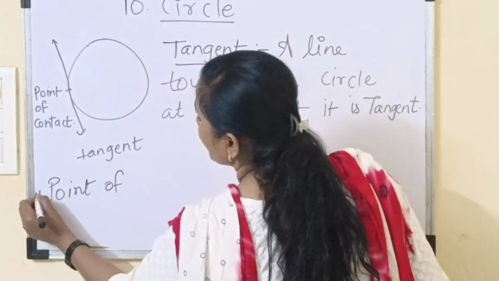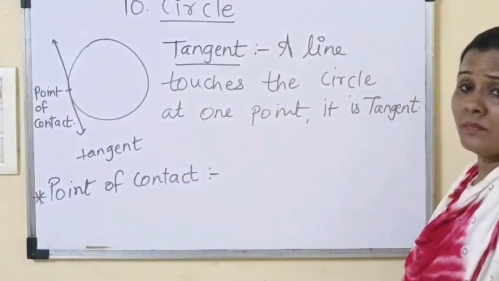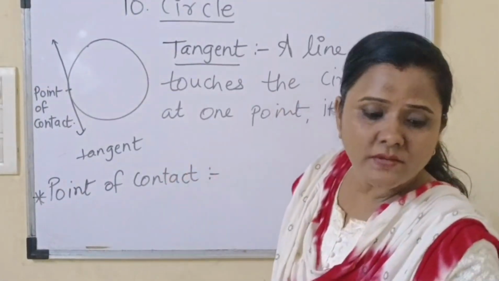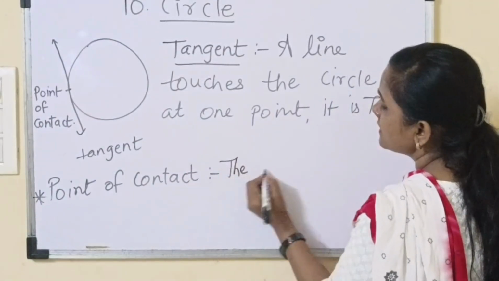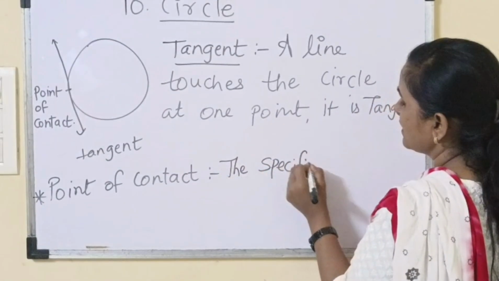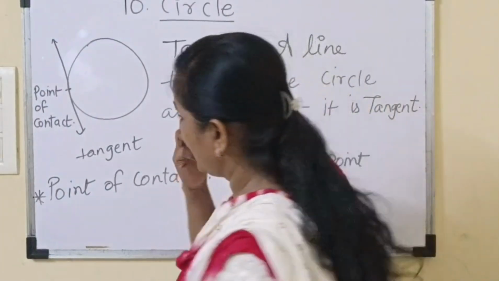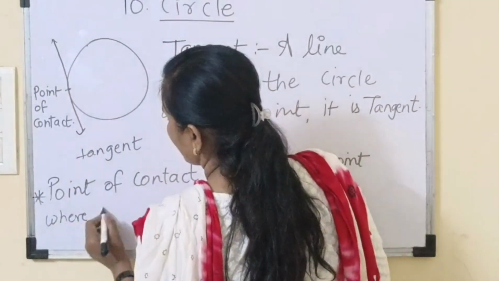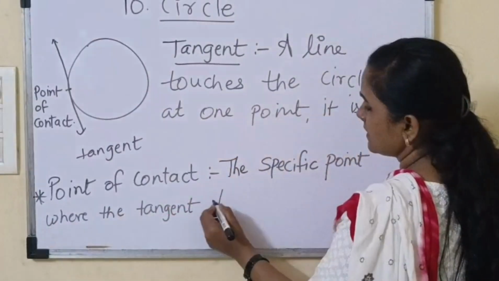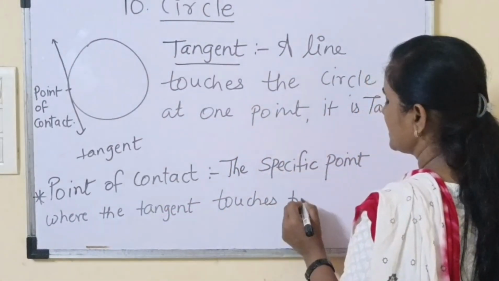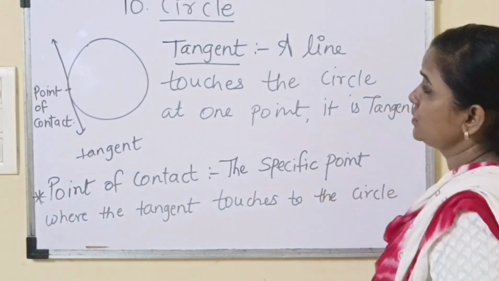Point of contact. Student, write down this, and is the handwriting understandable? The specific point where the tangent touches the circle. Point of contact means the specific point where the tangent touches the circle. Write down these two definitions.